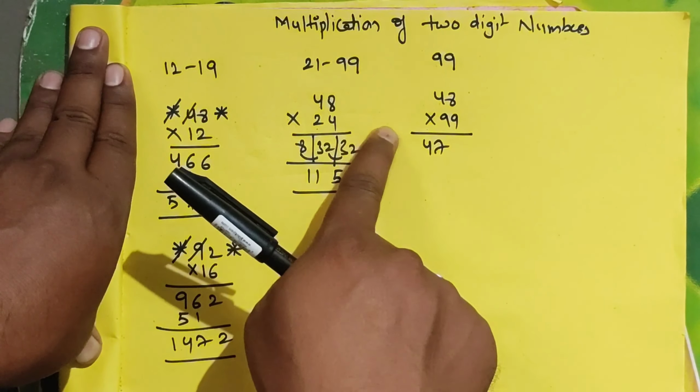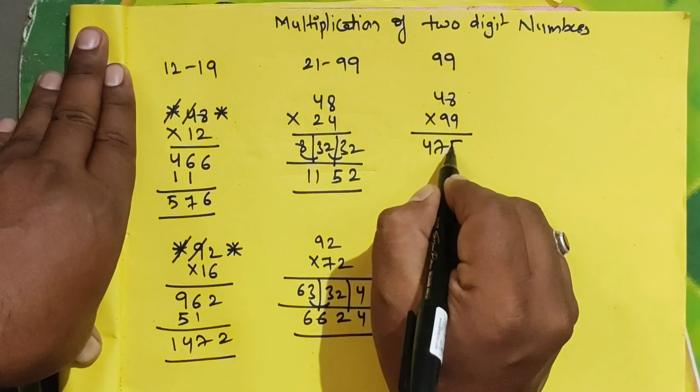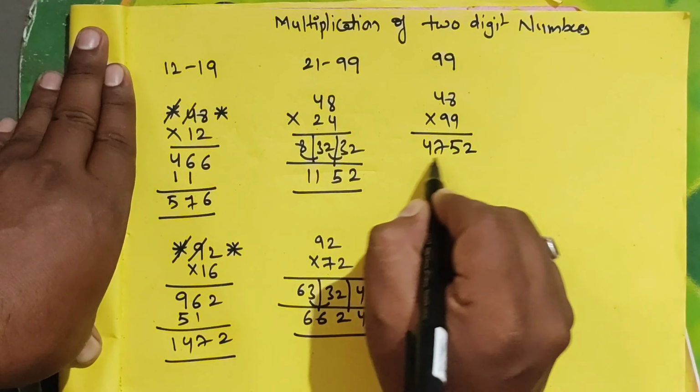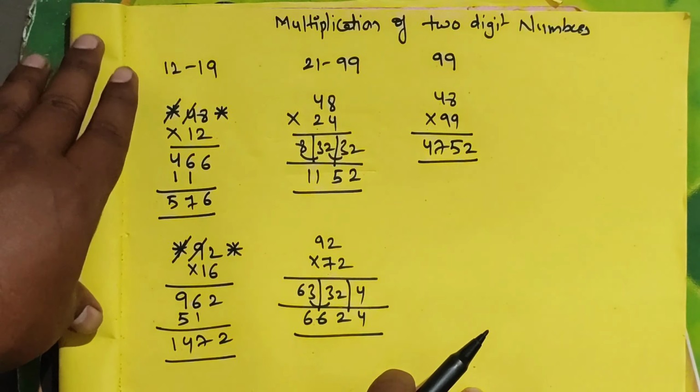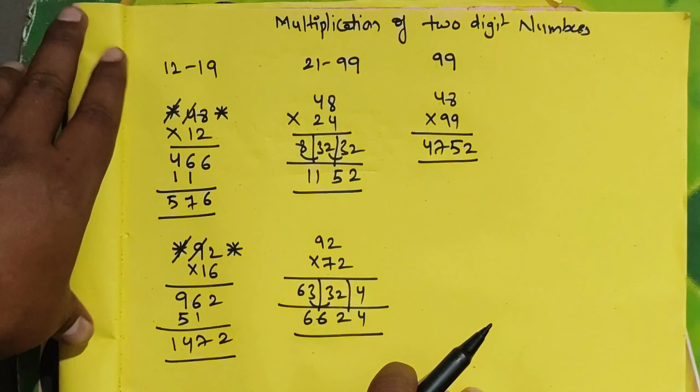Otherwise, take the 9 minus 4, which becomes 5, and 9 minus 7, which becomes 2. So this is also a very easy method. If you want this method, you can check it in the ID cards again.